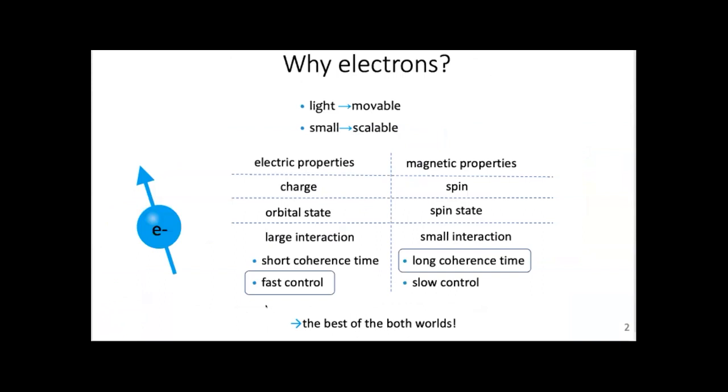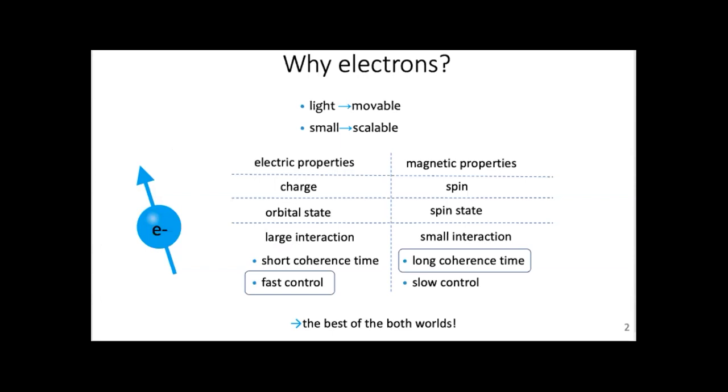First, electrons are light, and so it is easy to move electrons. And so we can transfer a qubit from one place to another. We can also realize some qubit functionalities by modulating the electron's position. So it's nice to have a light qubit. Second, electrons are small. If we would like to increase the number of qubits, to scale up the number of qubits, it's better to have a smaller qubit.